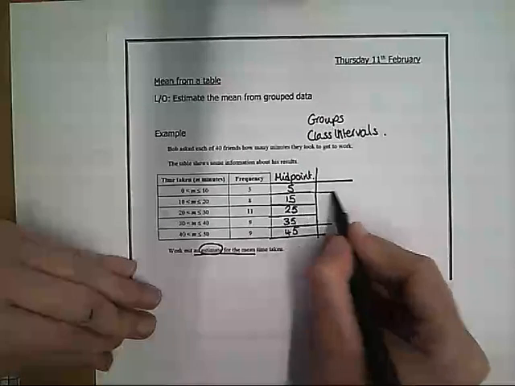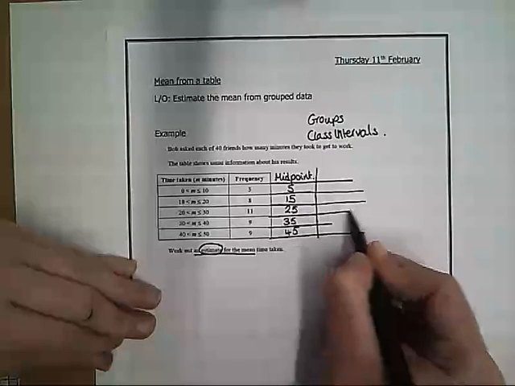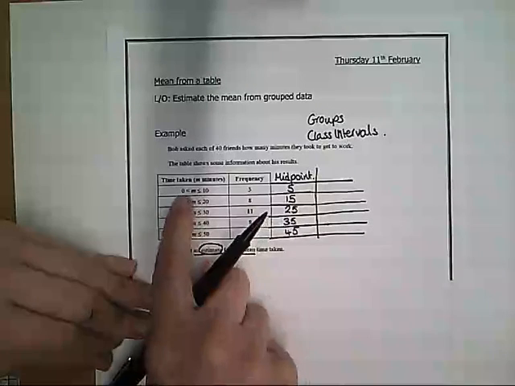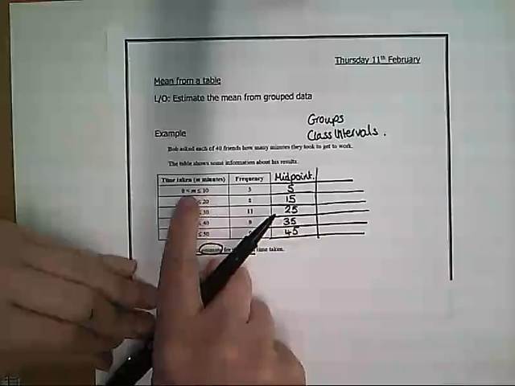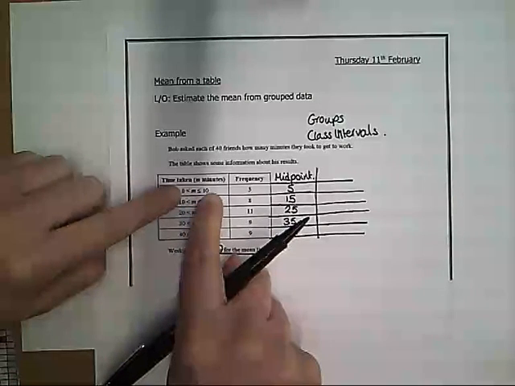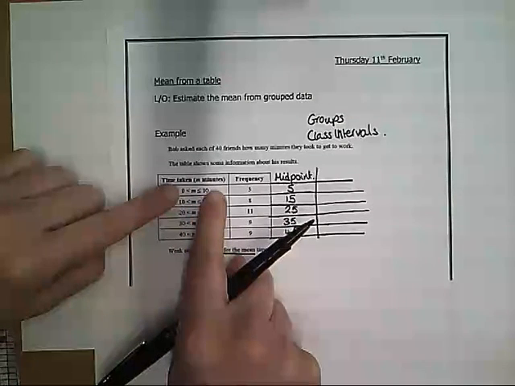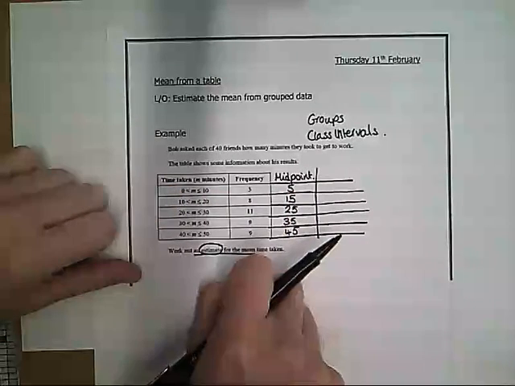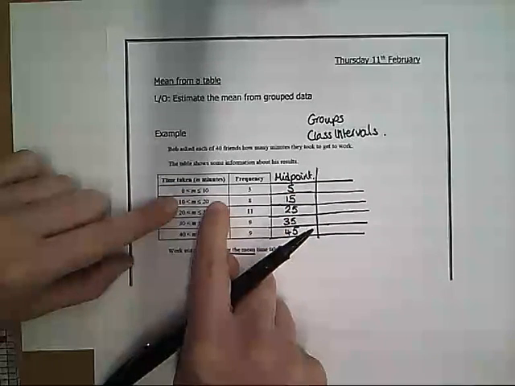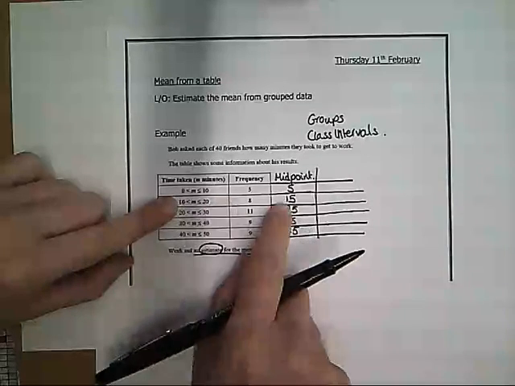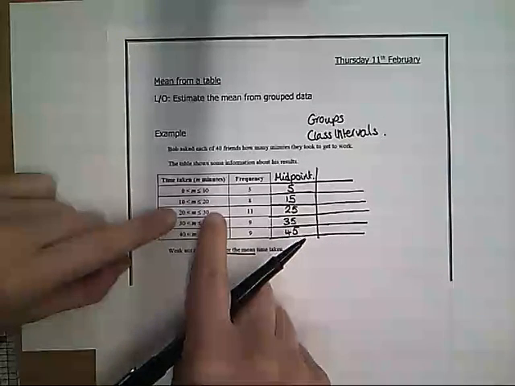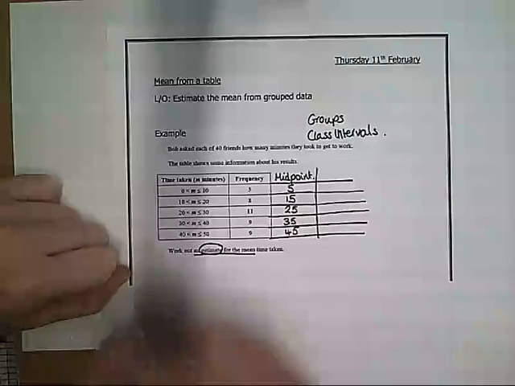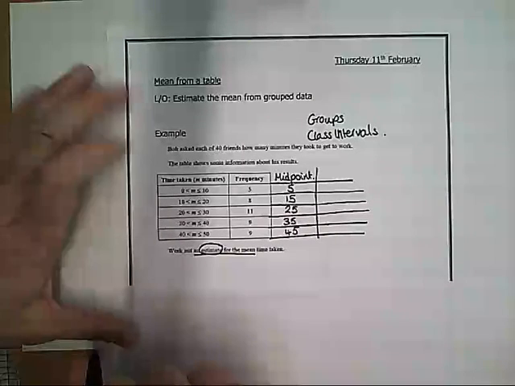Now, if it's not obvious what's halfway between 0 and 10, you add the 2 numbers: 0 plus 10 makes 10, and then half of that makes 5. That's your midpoint. 10 add 20 makes 30, half of 30 is 15. 20 add 30 is 50, half of 50 is 25, and so on and so forth.